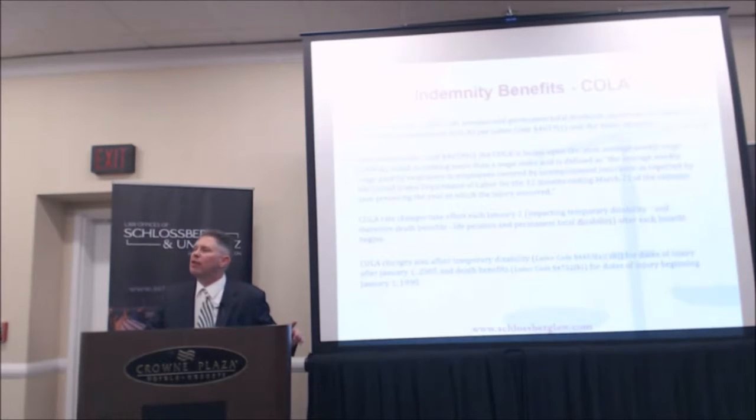That life pension rate, though, is adjusted by the cost of living adjustment. Okay? Now, in California, we use the state average weekly wage, which I gave you the definition here. It's the wage paid by employers to employees covered by unemployment insurance as reported by the United States Department of Labor for the 12 months ending March 31st of the calendar year preceding the year in which the injury occurred.